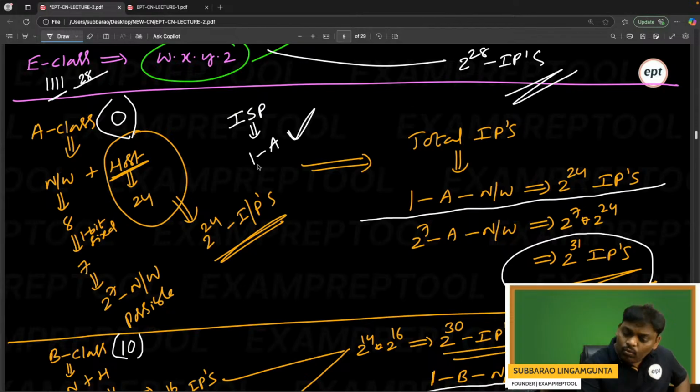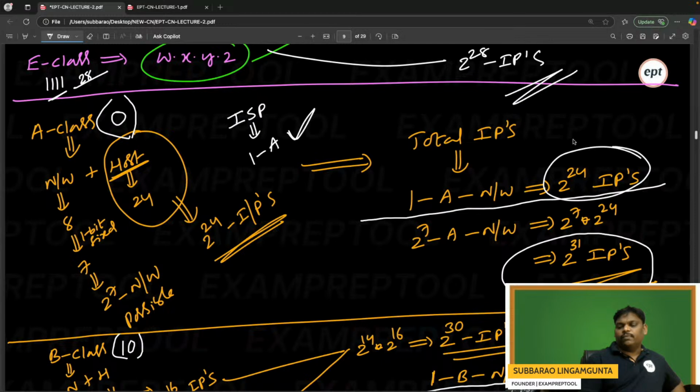If they buy one class A, 2 power 24 IPs are possible. So if you want more IPs, you buy one class A network. More employees are there, more IPs needed. So go to the ISP, internet service provider, and ask, in my company so many employees, I want so many IPs.